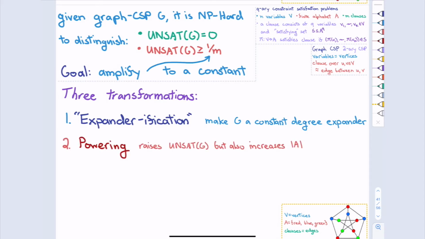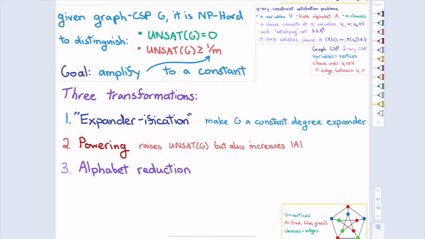Okay. The next one is going to be powering. It's going to be called powering. But this is where we really raise the unsat. Okay, it's going to ramp up the unsat, and I'll explain that when we get there. Now, this is the most interesting part. This will take the most time. We'll only roughly do a little bit today and do most of it next time. But it's going to increase some other things. In this case, it's going to increase the alphabet size by a lot. Okay, and that creates some problems.